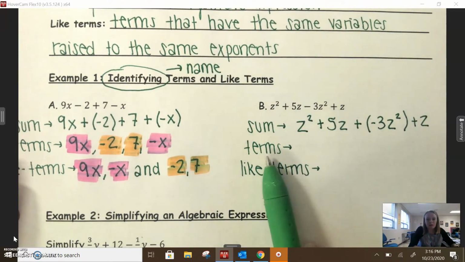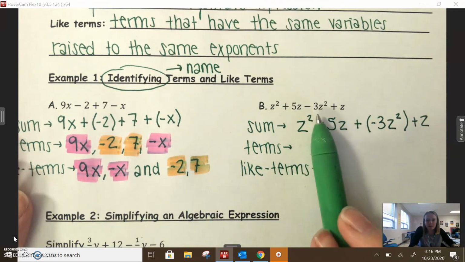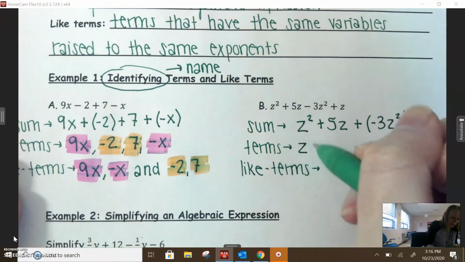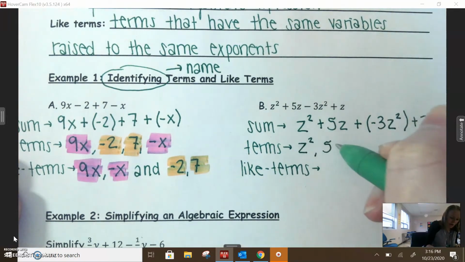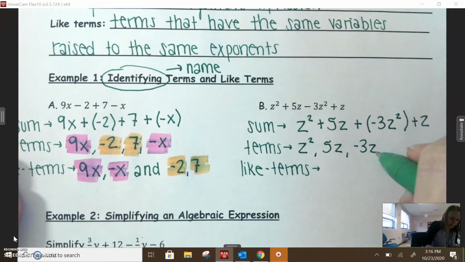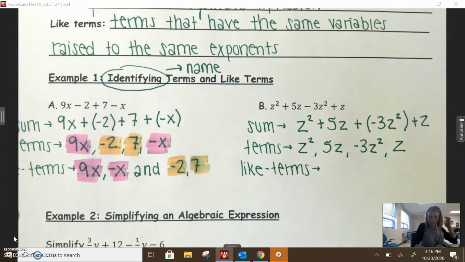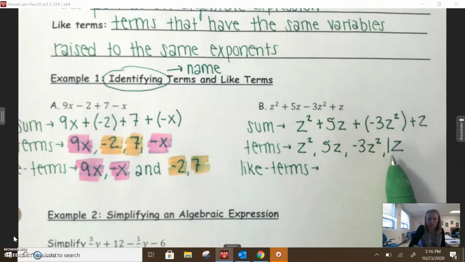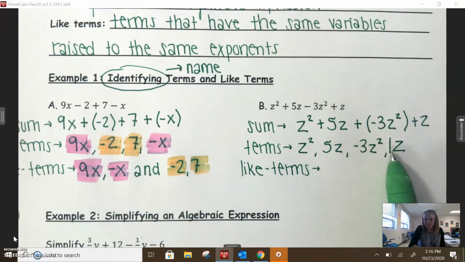So now when I go to list out my terms, I'm really just taking out the addition signs and replacing them with commas. So it's the 4 parts of this expression. I have z squared. I have 5z. This is negative 3z squared, so make sure you have your negative on that. And then the last one is just z. Now, even though this z doesn't have a number in front of it, we can always say that it has the number 1 in front of it. Since z times 1 is still just going to be z, there's an invisible number in front of that.